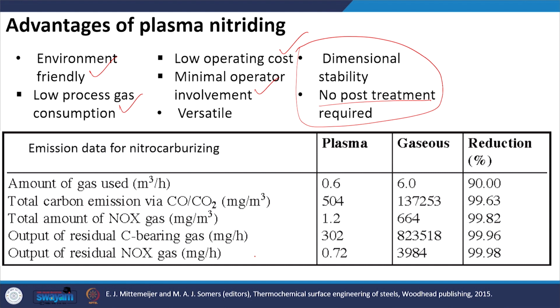In this table, you see quantitatively the gas emission data for nitrocarburizing. That means plasma nitrocarburizing is compared here with the gaseous process. You see the drastically reduced emission percentages. That is why it is known as environmentally very good to adopt plasma nitriding for applications involving hardening of metallic engineering components.